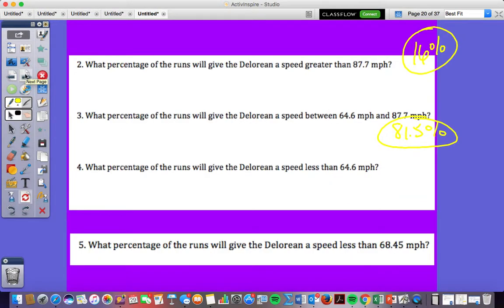Good, Claudia. That's exactly right. We're going to take the value. So we're going to say this. This is what I want you to get down: Z is equal to the value minus my mean divided by standard deviation.